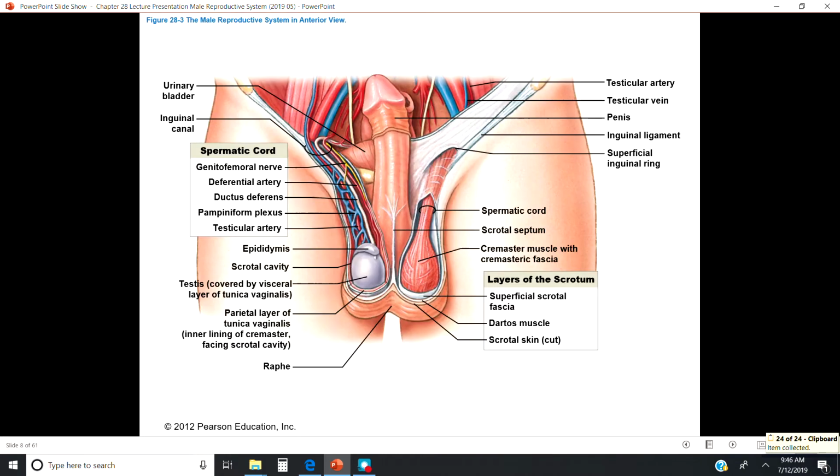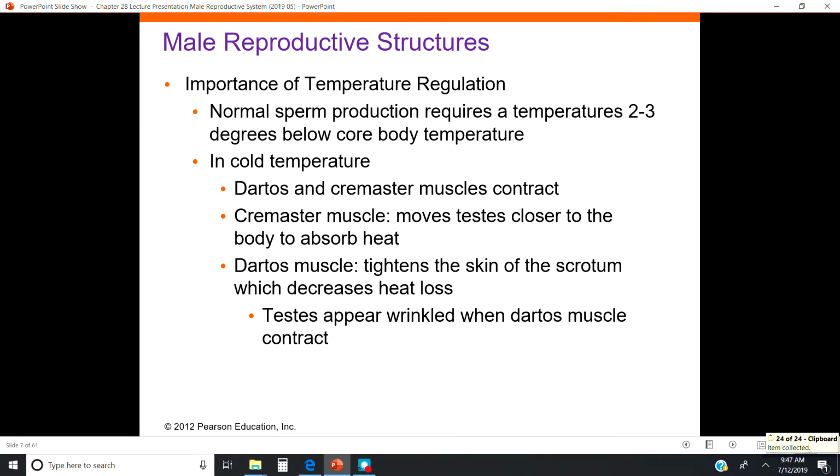So the dartos muscle would be, here's the skin of the scrotum. The dartos muscle is the line just inside of that, and then this muscle here is going to be the cremaster muscle. Notice the cremaster muscle goes all the way up to the pelvic floor. This way, when it contracts, it can move the testes up. All right, so the dartos muscle is in the skin. The cremaster muscle is just underneath the skin. But both of those are important in temperature regulation.